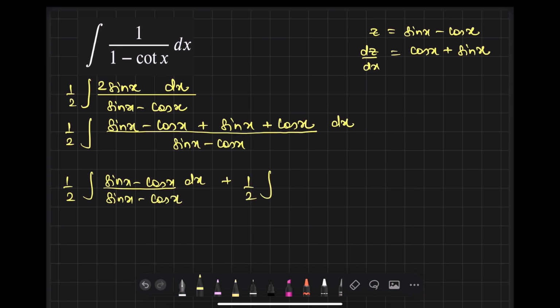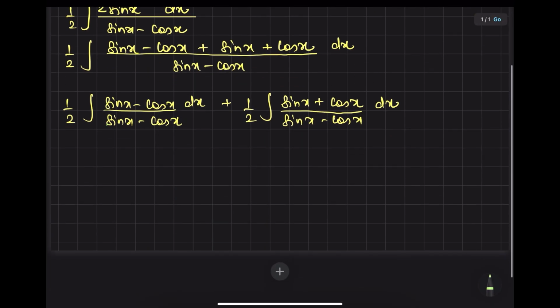plus 1 by 2 integration of sin x plus cos x and then sin x minus cos x dx. Now look at this how I will manipulate. So things are already done. You know this thing will become 1, so integration of 1 becomes x. So it is x by 2.